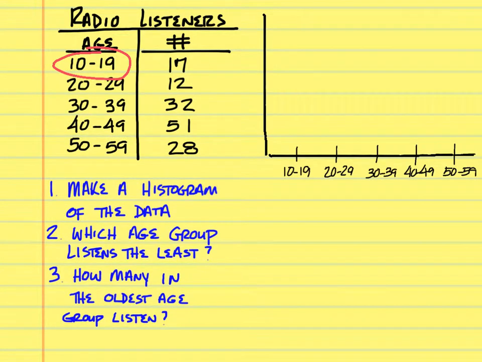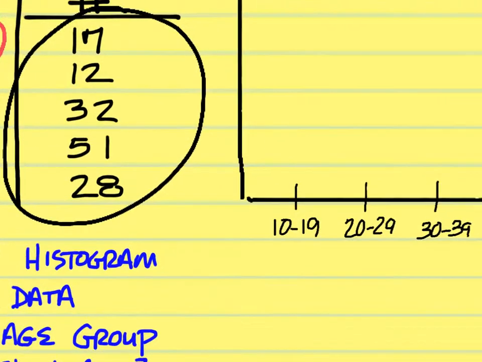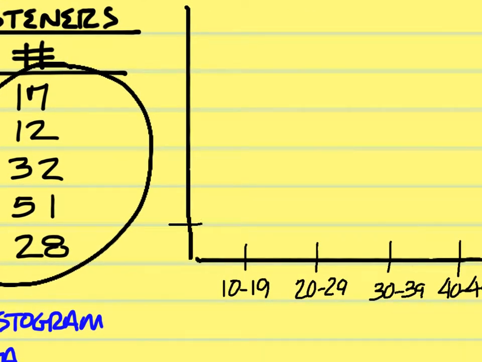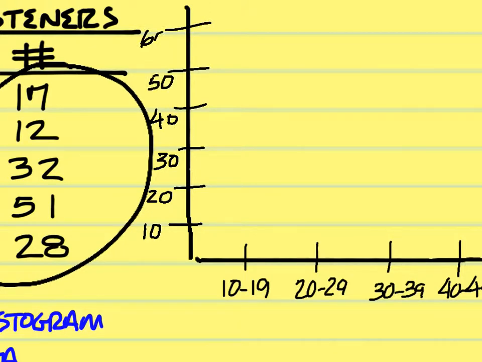Now, in your second column, what's the lowest number in there? 12. What's the highest number? 51. So how can we skip up on our y-axis hash marks? What can we label the y-axis as? 10, and then what? Yeah, that's right. 10, 20, 30, 40, 50, 60. That should do it. So we'll label these off. There's 10, 20, 30, 40, 50, and 60.